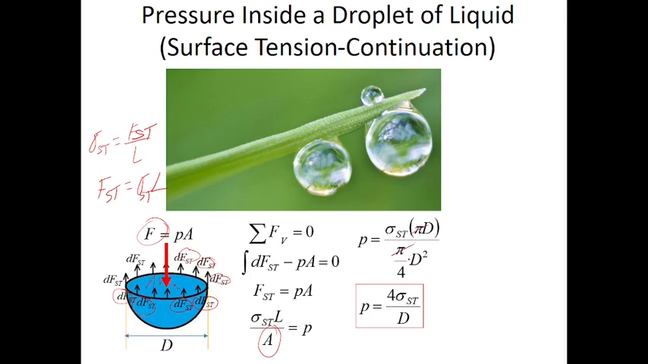Okay, then we have now sigma st d over 1/4 d squared. So the reciprocal of 1/4 is 4. Then by laws of exponents, d over d squared, we have now d in the denominator. That's why we have this formula. So 4 sigma st over d. So that's the formula on how to calculate the pressure inside a droplet of liquid.